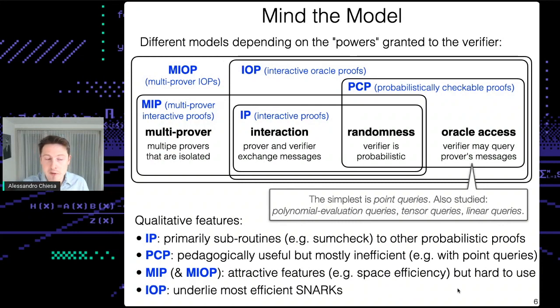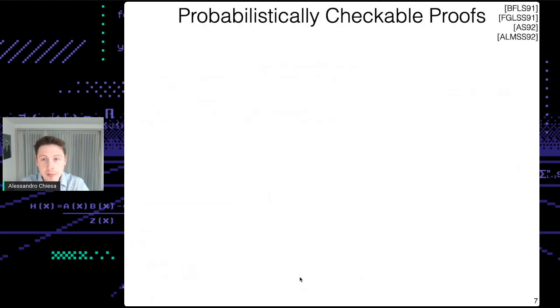The type of interactive proof that is mostly used today in practice is IOPs. Today they underlie most efficient SNARKs. There are some exceptions, but they really show up in very many places. So this is a bird's eye overview of probabilistic proofs.